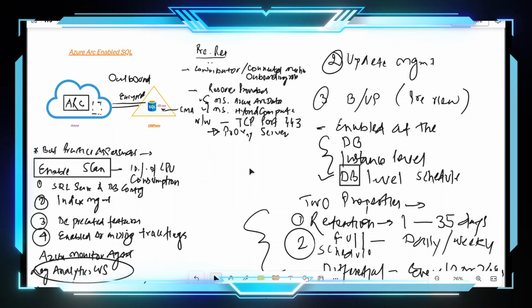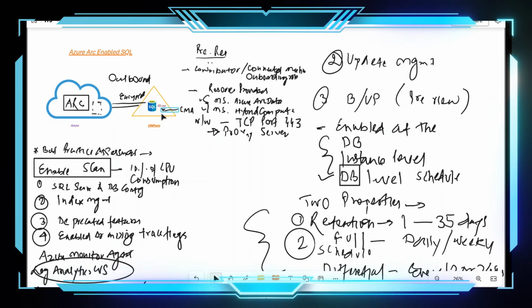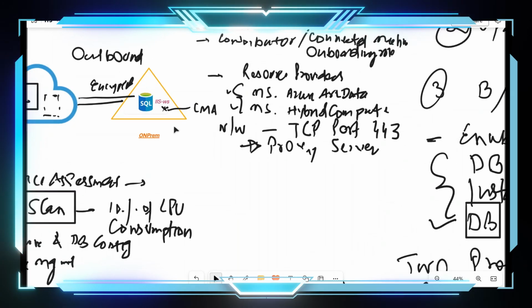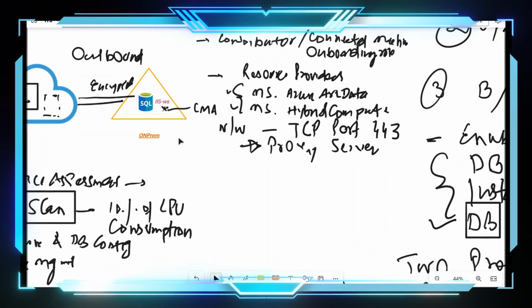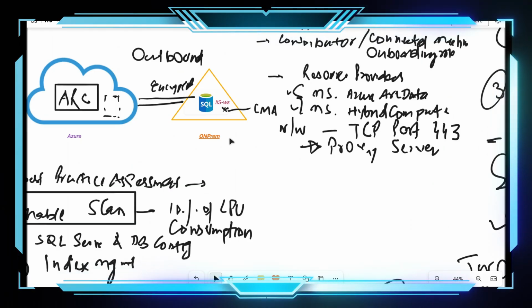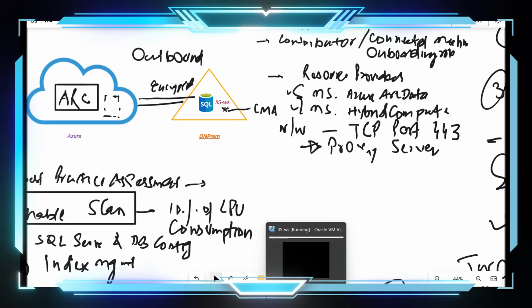So let me just quickly show you on the portal. But before I do that, as I said, I have this IaaS server sitting in my data center. And I've already enrolled this. I've shown you before too how you can enroll this by utilizing the connected machine agent. But let me quickly show you.